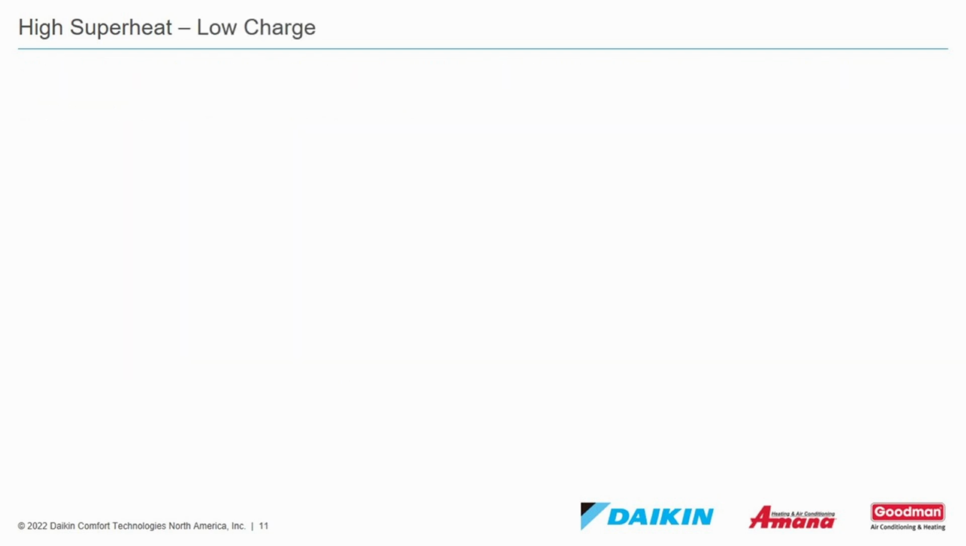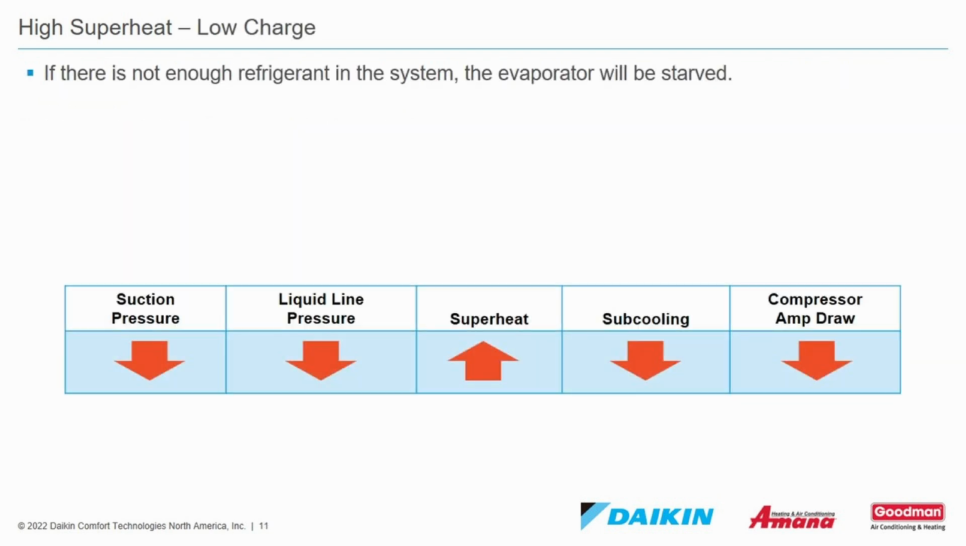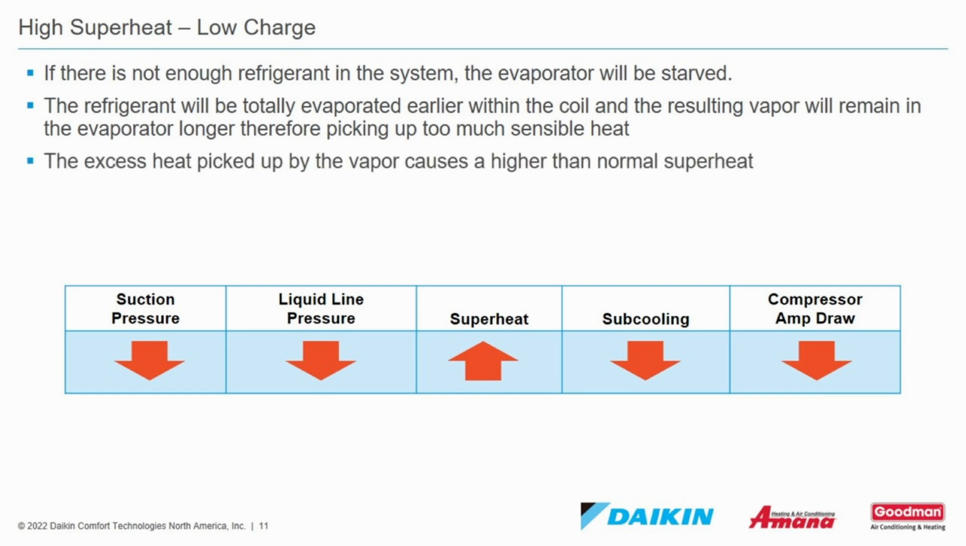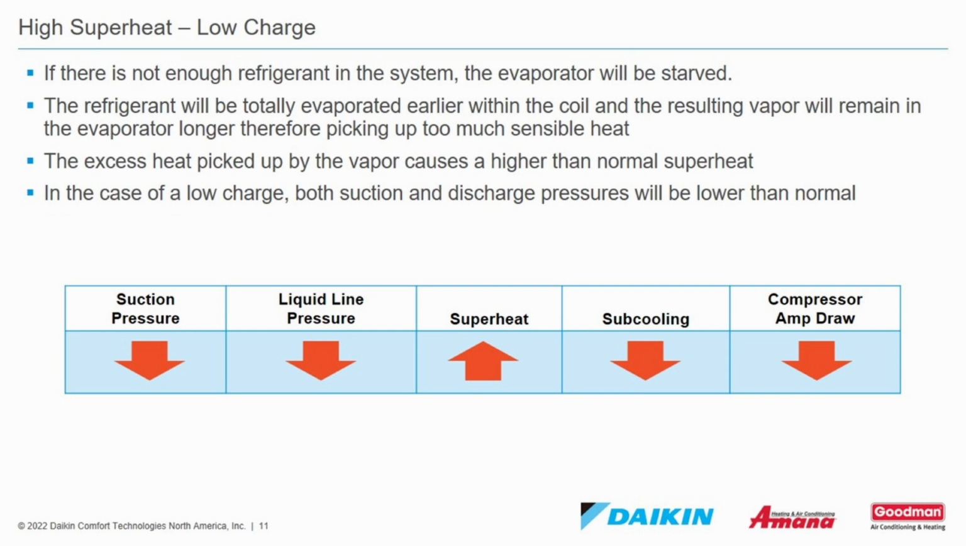High superheat from a low refrigerant charge. If there is not enough refrigerant in the system, the evaporator will be starved. The refrigerant will be totally evaporated earlier within the coil. As a result, the vapor will stay in the evaporator coil longer, so it will pick up too much sensible heat. The excess heat picked up by the vapor causes a higher than normal superheat. If the system has a low charge, both suction and discharge pressures will be lower than normal. Subcooling will be lower than normal.